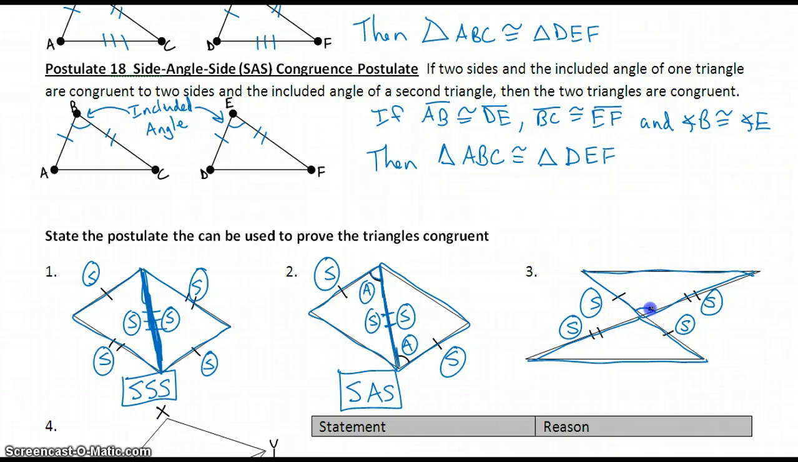This angle right here is vertical to this angle. So these two angles are vertical, which means that they have to be congruent. So there's our third piece of information. And it just so happens that this angle is between my pairs of corresponding congruent sides. So these two triangles are congruent by side, angle, side.